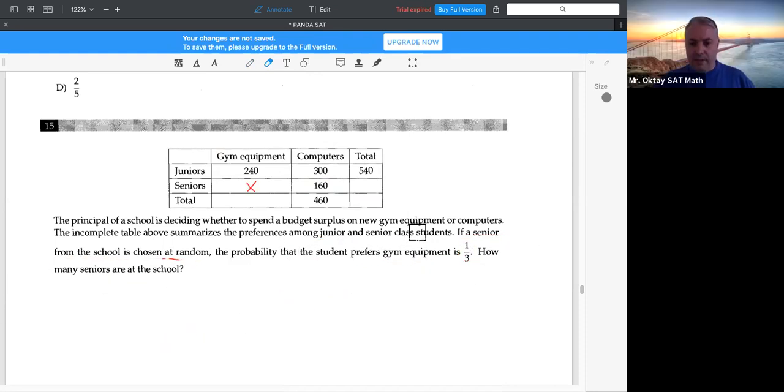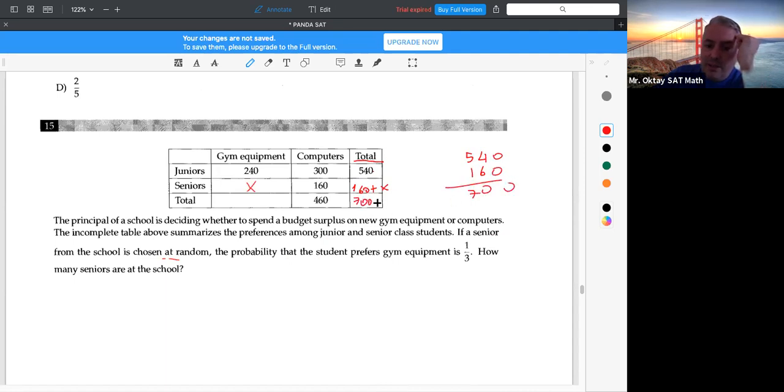One minute. So again, juniors preferring the gym equipment are 240. Seniors, let's say X. Since it says the total here, I can say this will be 160 plus X. So what about this total? 160 plus 540 plus X will be here. So how can I calculate this? Like this.